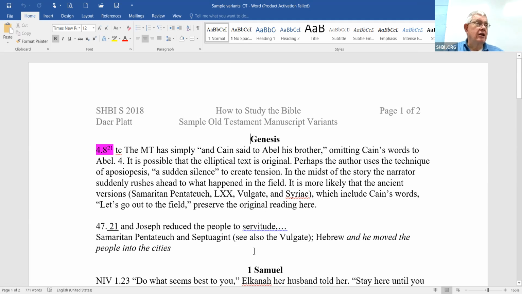And here in the very beginning of the book of Genesis, you get one of those fascinating little places. The Masoretic, the Hebrew text, reads, Cain said to Abel his brother, and then doesn't say what he said.